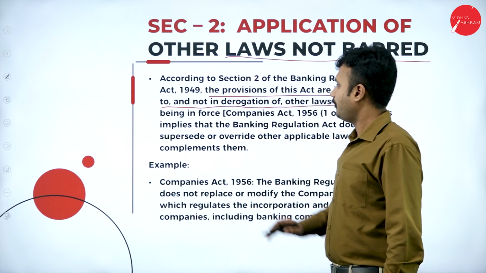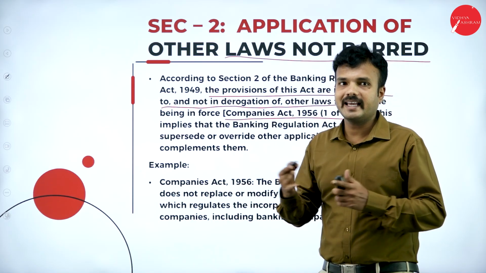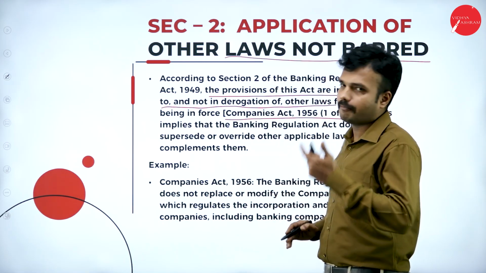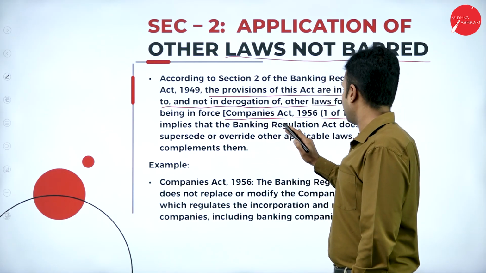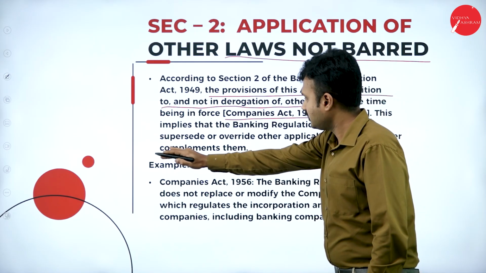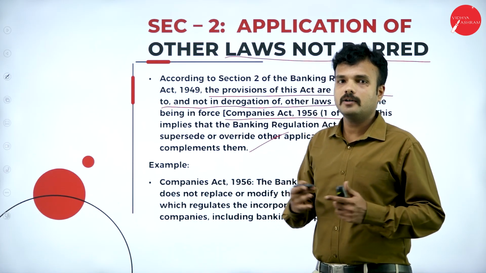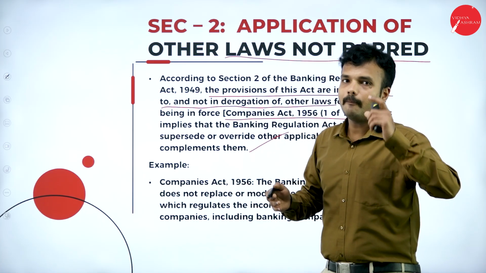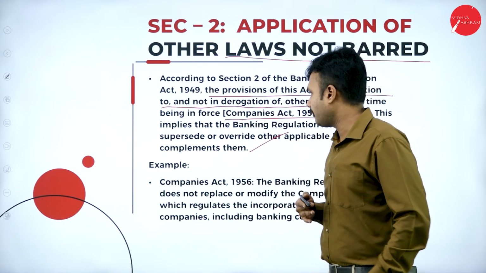For the time being in force, a banking company is following the Companies Act 1956. For the time being, it has adopted certain clauses under the Companies Act 1956. Other than the Companies Act 1956, it won't follow any other laws. This implies that the Banking Regulation Act does not supersede or override other applicable laws, but rather complements them. A banking company must follow only the Banking Regulation Act 1949 and, for the time being, the few clauses it has adopted from the Companies Act 1956.